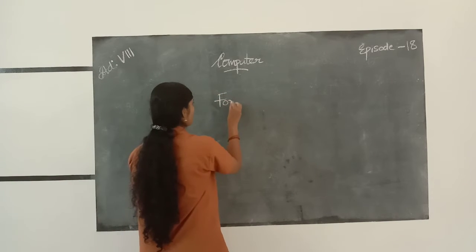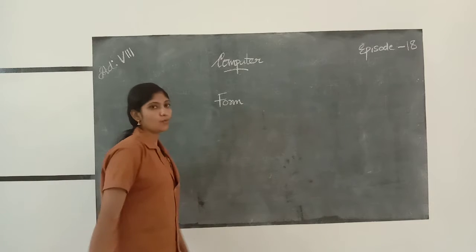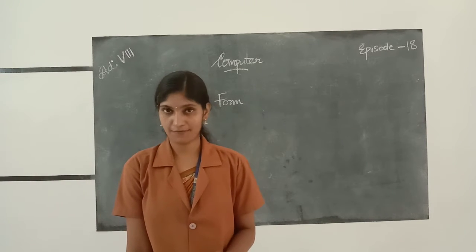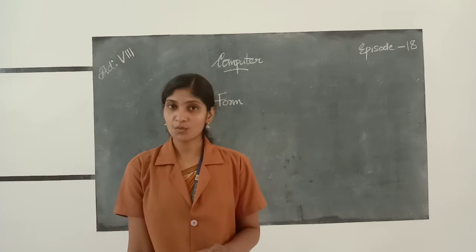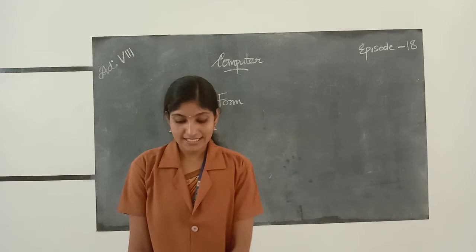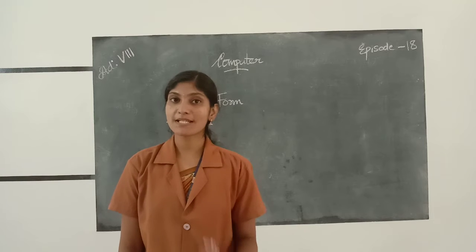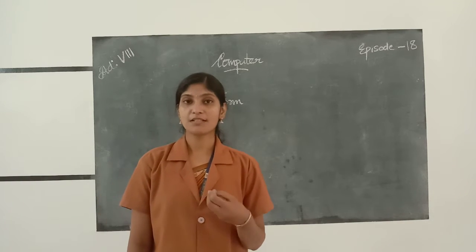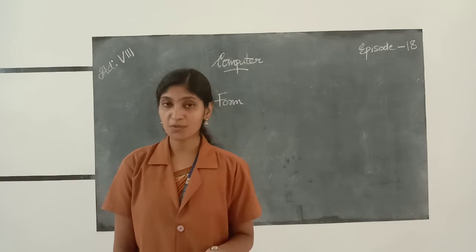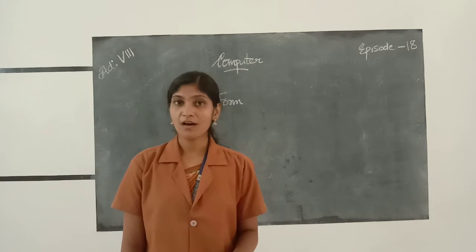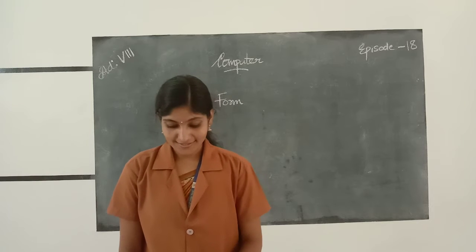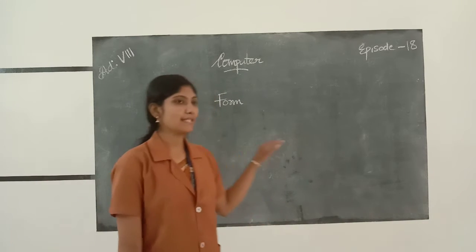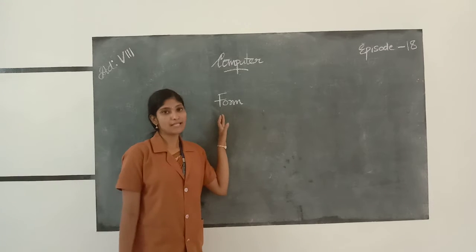Form. Then what do you mean by form? Form is a user interface. It is designed for some specific operation. Specific operation means to input, to display an output, to input a data, or to give some instructions, or to perform any actions. So once again, first, what is a form?